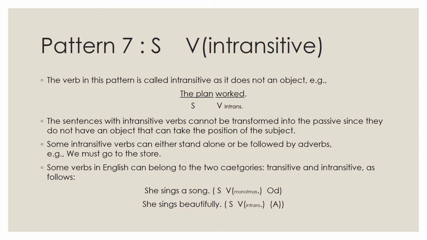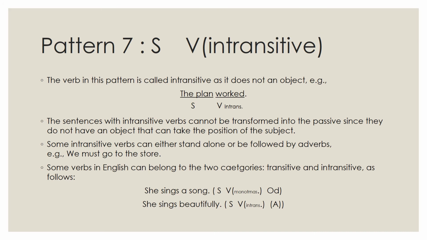Finally, we have pattern number 7, and here we are going to have the intransitive verb. So the sentence that belongs to pattern 7 starts with the subject followed by an intransitive verb. And I think you remember what we said about the intransitive verb at the beginning of the video. We said that the intransitive verb does not take an object. It can stand by itself, or it can be followed by an adverb of place, adverb of time, prepositional phrase, whatever, but it does not need an object. That's why we call it intransitive.